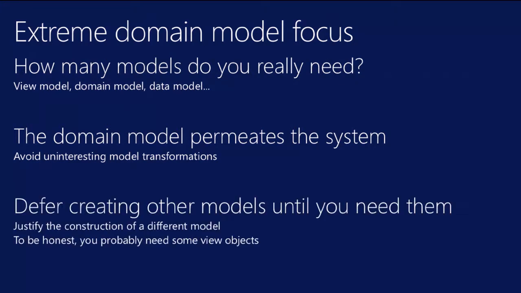Now, I'm not saying here that you should never ever create other models. What I'm saying is that you should defer creating the other models until you need them. If you need a separate view model, and you probably need some view objects in the UI, perhaps don't mechanically create a view model that is a more or less one-to-one mapping to your domain model. Perhaps you can even use some objects from your domain model and bind in the UI. And then just a few view objects to complement that.